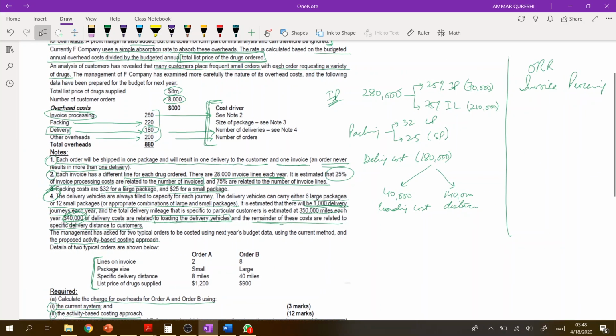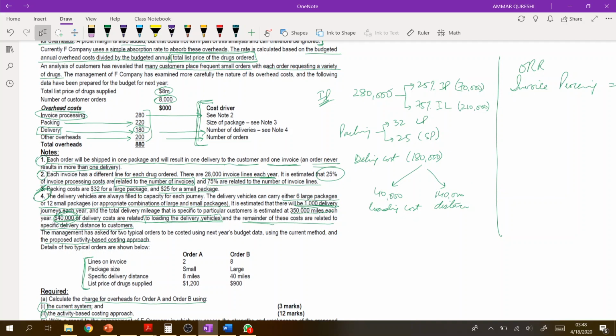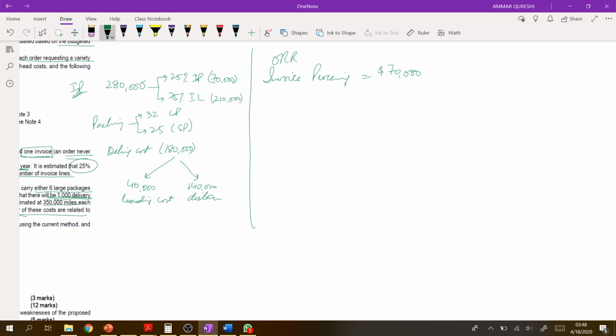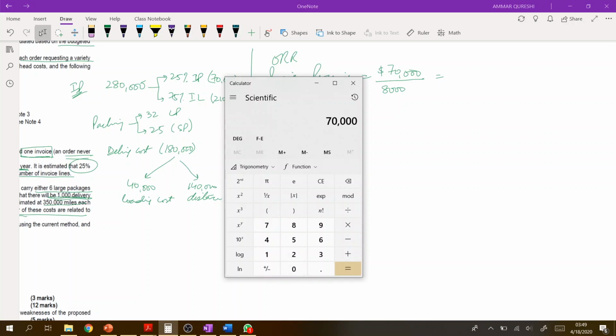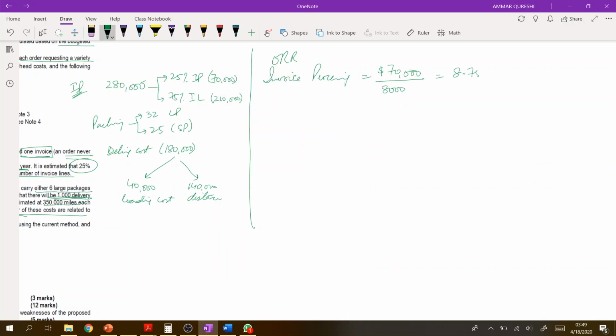Now we have to identify how many invoices. You may pause this video and try to think on your own how you will calculate the number of invoices. Okay, see, it's given in point number 1 that each order will result in one invoice, right? So if we get the number of orders, invoices will be equal to that. And the number of orders we are expecting is around 8,000. So definitely there will be 8,000 invoices. So we'll divide 70,000 by 8,000. That means around 8.75. So this will be 8.75 per invoice.